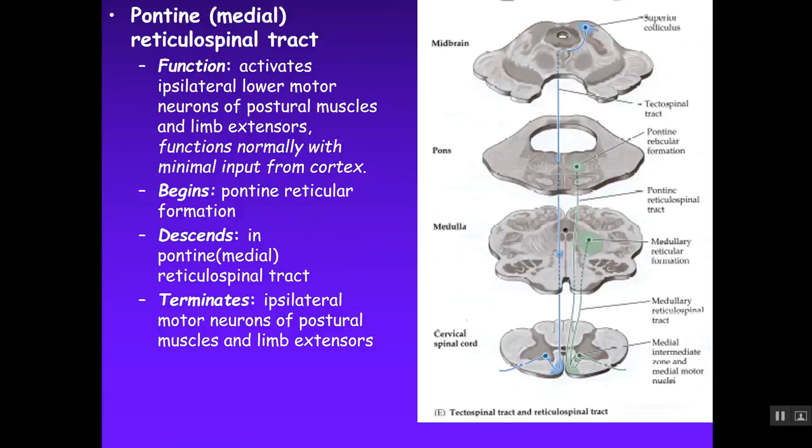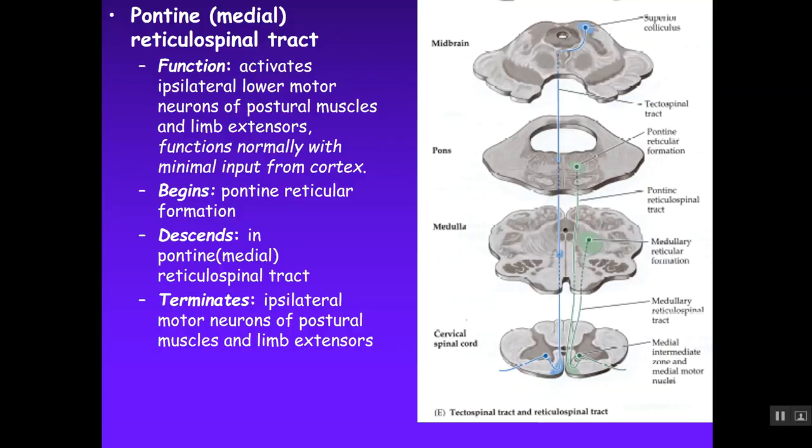This is the last medial activating pathway. I think this is number 5? So this is the pontine reticulospinal pathway, also sometimes known as the medial reticulospinal tract. I like pontine because it tells me where it starts. It starts in the pons, in the reticular formation of the pons. We're hearing that reticular formation come up again. What does it do? It activates ipsilateral lower motor neurons of postural muscles and limb extensors, okay?